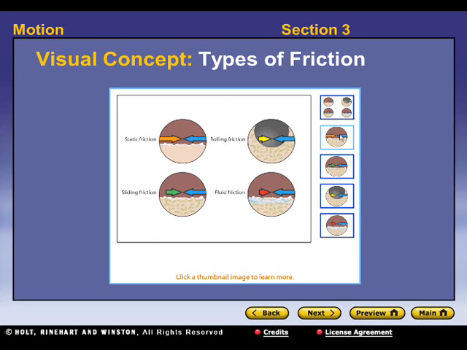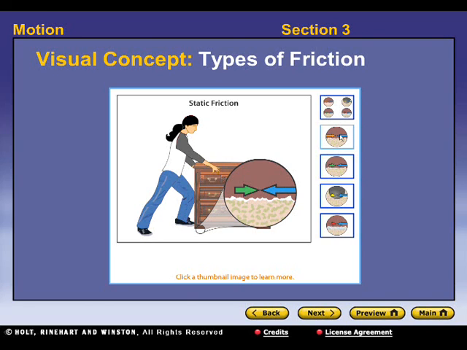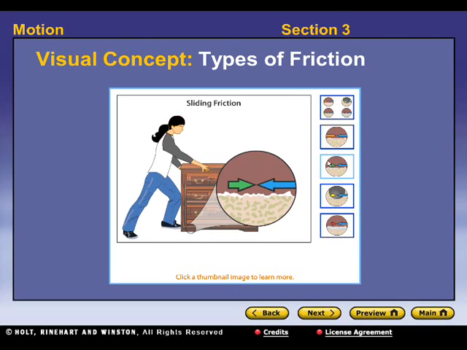Alright, so let's look at a few concept types here. Static friction is the friction that exists when a force is applied to an object before the object begins to move. Once the object is in motion, the friction can be characterized based on the conditions under which it is occurring.